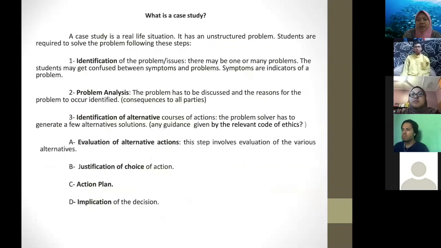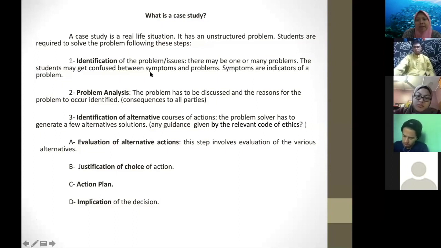Number one, you should include the identification of the problem or issues. If you don't understand anything, just ask me along the way. Sometimes in one scenario there may be more than one problem, so you need to read carefully and highlight what the problem or problems are. After this we'll go through what types of problems are possible.